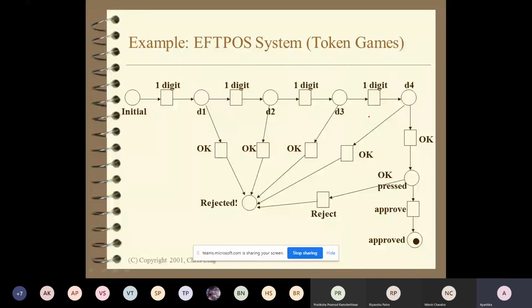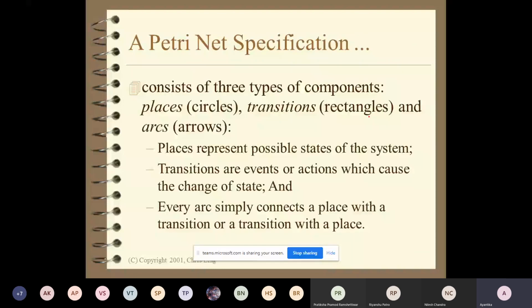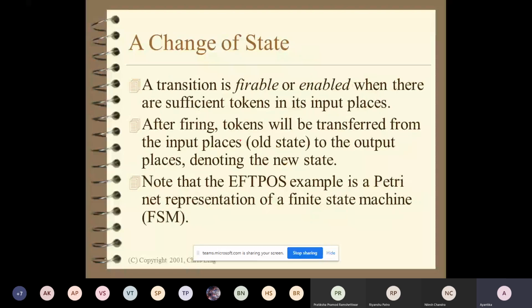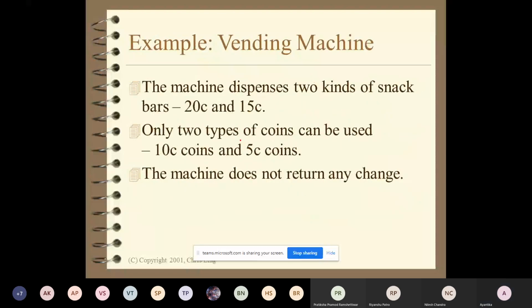It is moving to approved state, otherwise it may move to rejected state. So I may skip this. You can see by yourself the movement of tokens. I think by now you have got the idea. This typical theory part, what we mean by places, transitions, and arrows, we have already discussed based on yesterday's discussion. I'm not going into this part.